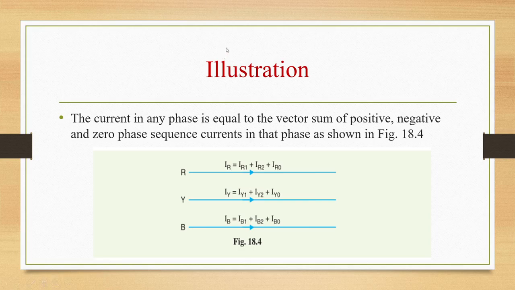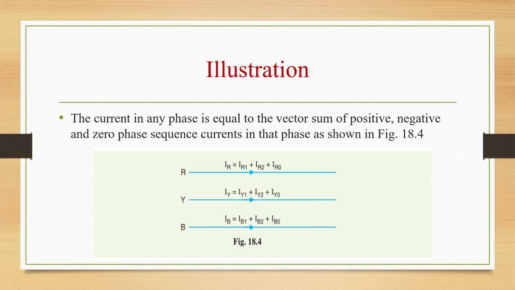So here we are saying that the current in any phase is equal to the vector sum of positive, negative and zero phase sequence currents. If you take the phase R, then IR will be equal to IR1 plus IR2 plus IR0. Current in Y phase, IY equals IY1 plus IY2 plus IY0. Current in B phase, IB equals IB1 plus IB2 plus IB0. We are considering here a star connected system.